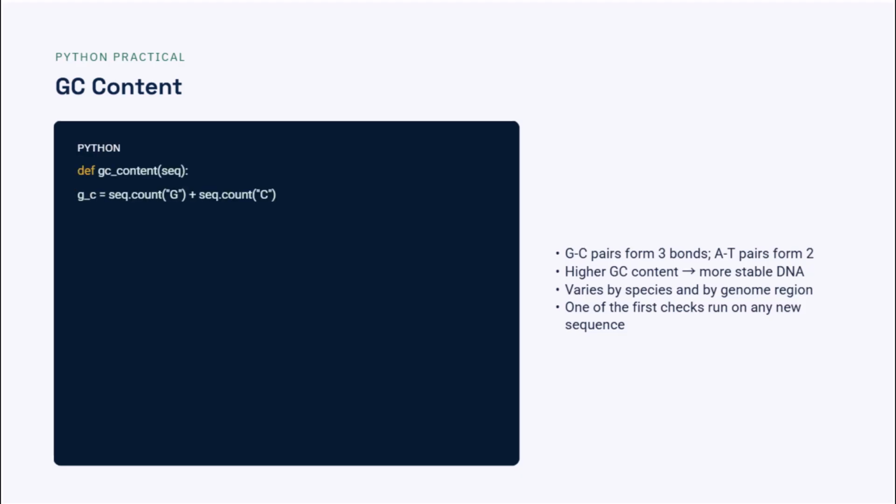Here's the code. We count how many times G appears in the sequence, plus how many times C appears, giving us the total G plus C count. We divide that by the total sequence length using len of seq and multiply by 100 to express it as a percentage. This single line calculation is something you'll reuse constantly. It's often one of the very first things a bioinformatician checks about any new sequence.